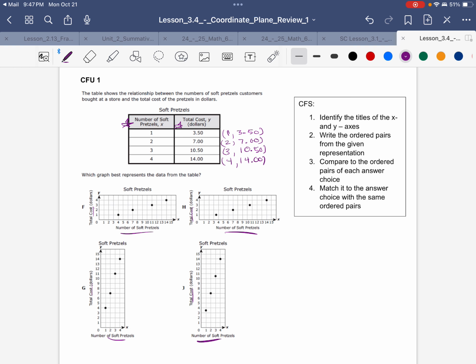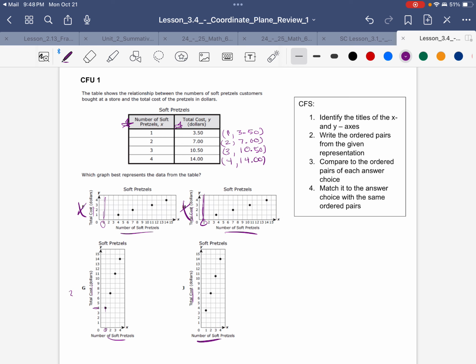Let's see. 1, $3.50. So looking at F, 1 pretzel, they don't have anything here. Okay? So for me, I can already tell that this one is not right. There's nothing on 1 pretzel right here. But we know how much 1 pretzel is. Same thing here, number of pretzels. There's nothing here. So this one's not right either. Alright, so now we got 1 pretzel here. Alright, so there's something here. But this says that 1 pretzel is equal to what? $4. That's not true. So I don't think that one's it.